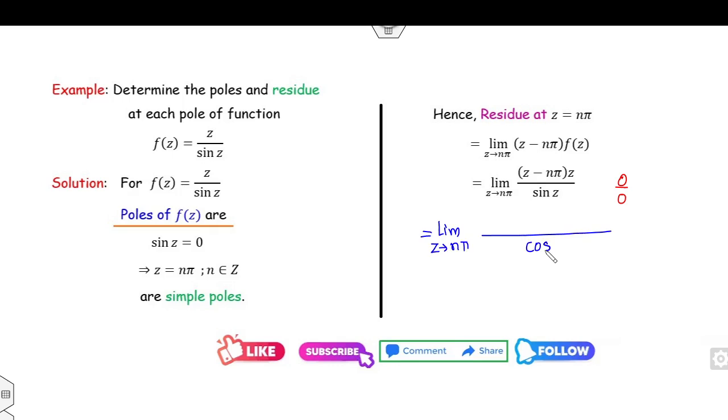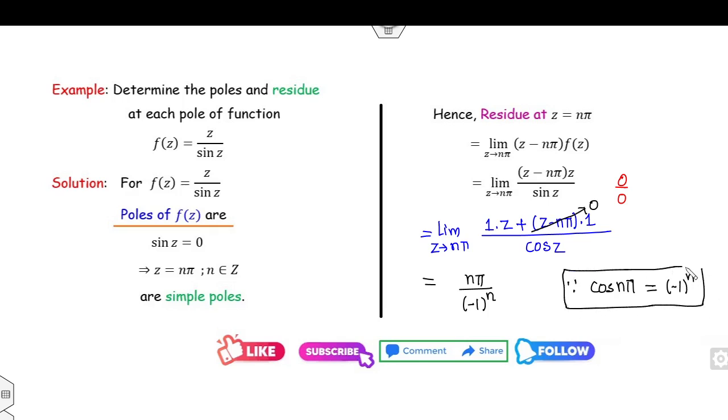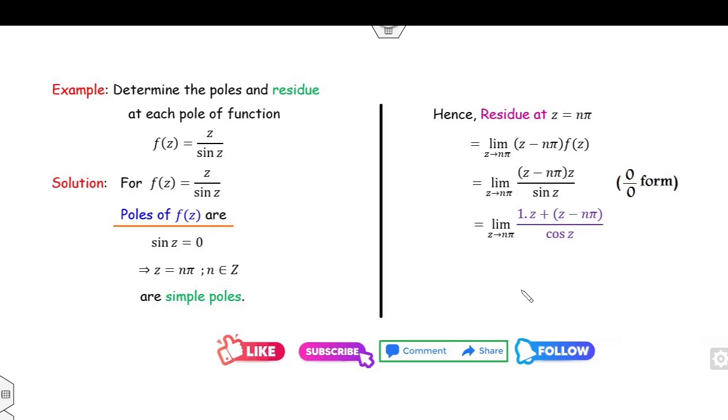The denominator becomes cos z. The numerator becomes 1 times z plus (z minus n pi) times 1. Clearly, when you take n pi, the second term will be 0. So the answer is n pi. Cos n pi is (minus 1) raised to the power n. So n pi over (minus 1) raised to the power n is the right answer of the problem.